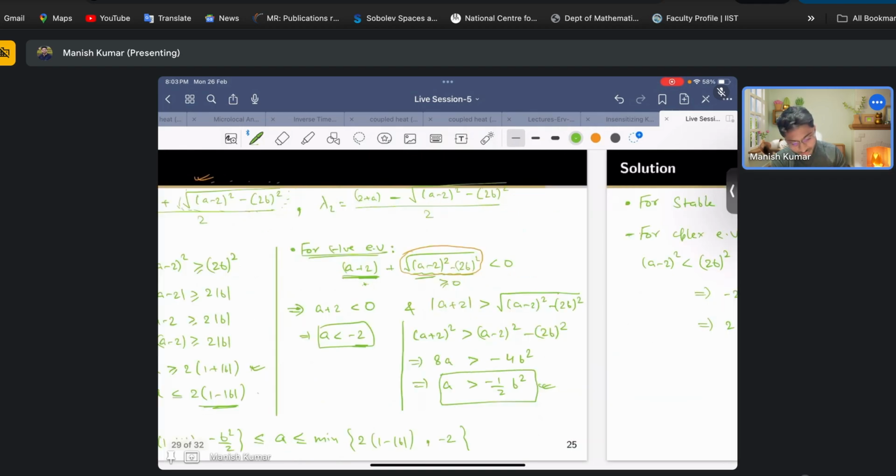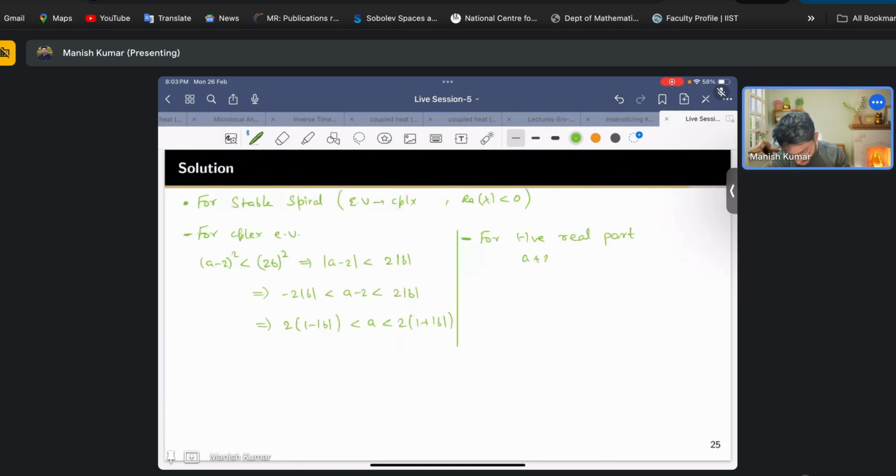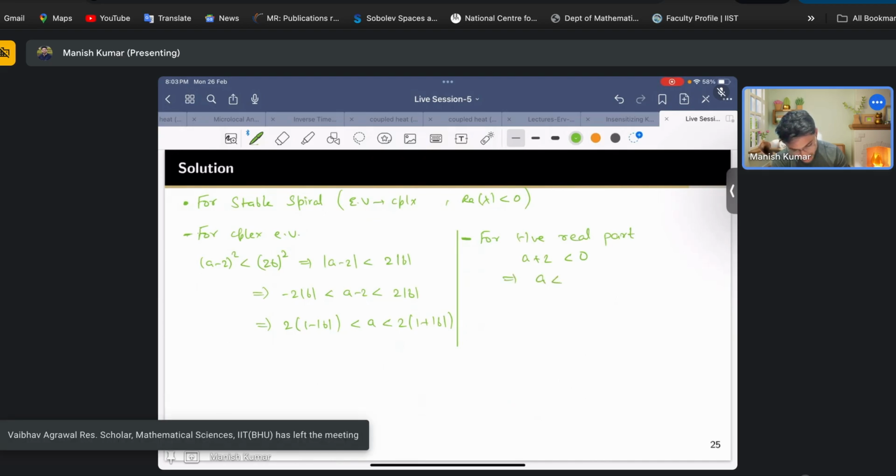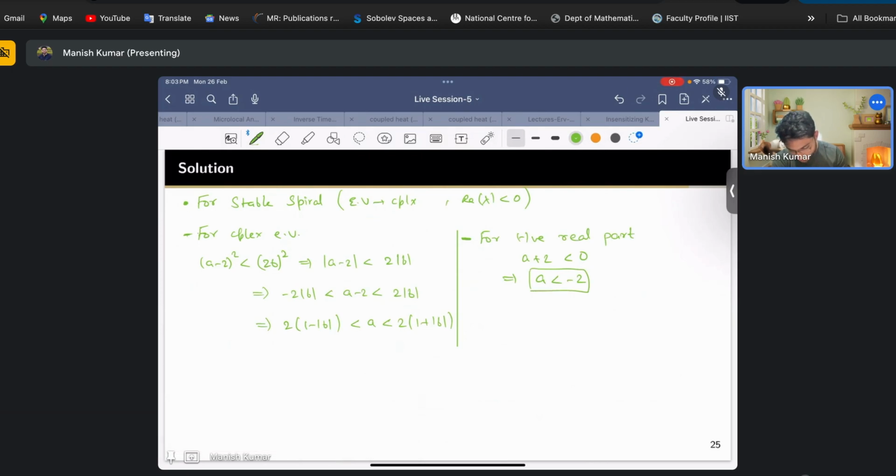So for negative, a plus 2 should be less than 0. Okay, and this means that a should be less than minus 2. So this is a simple condition we have got on a, and here we have got this thing. Now if I combine this, you'll be getting 2.